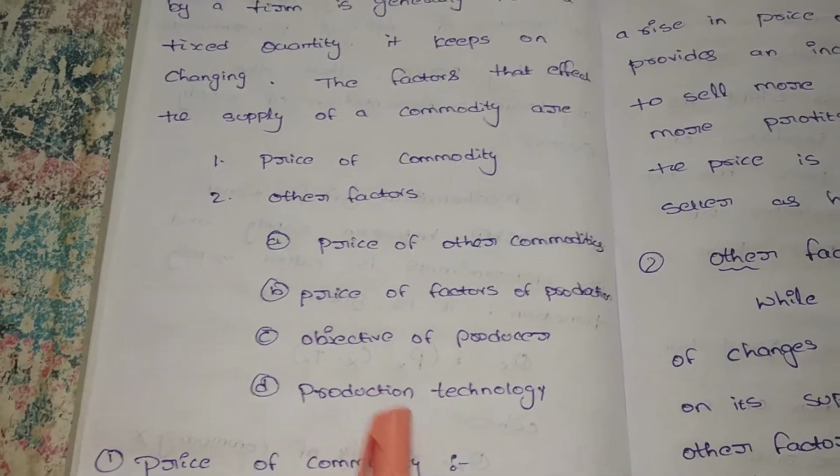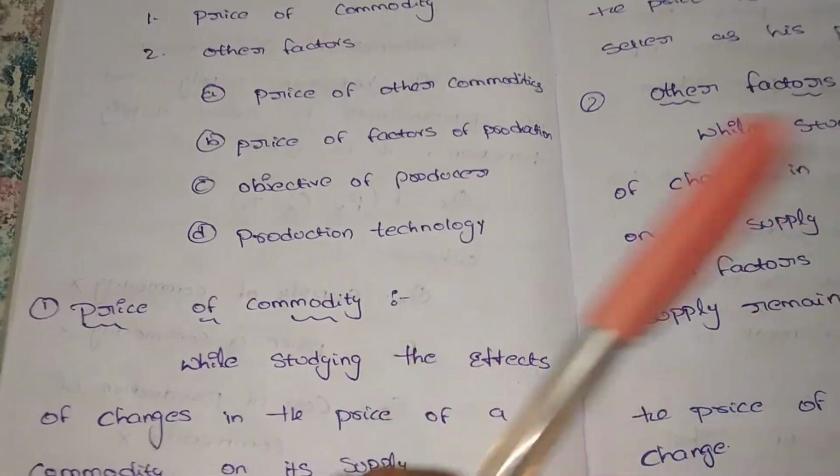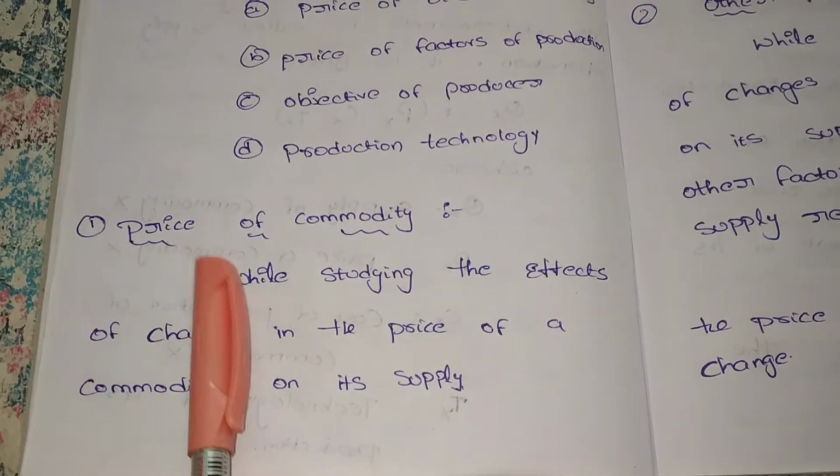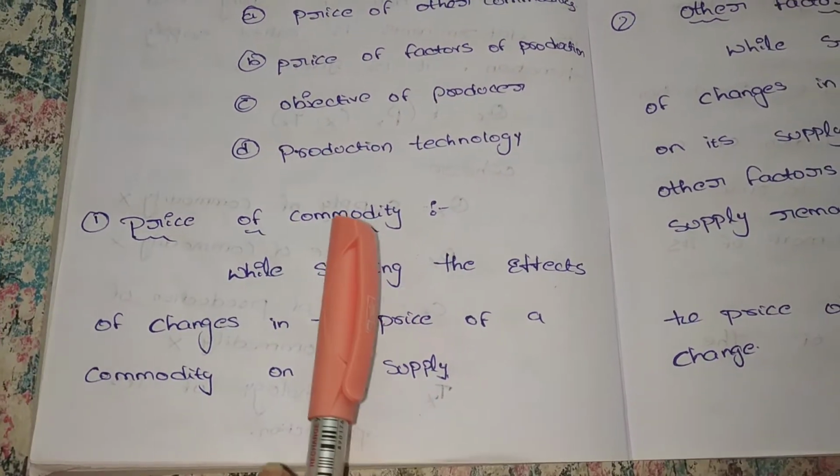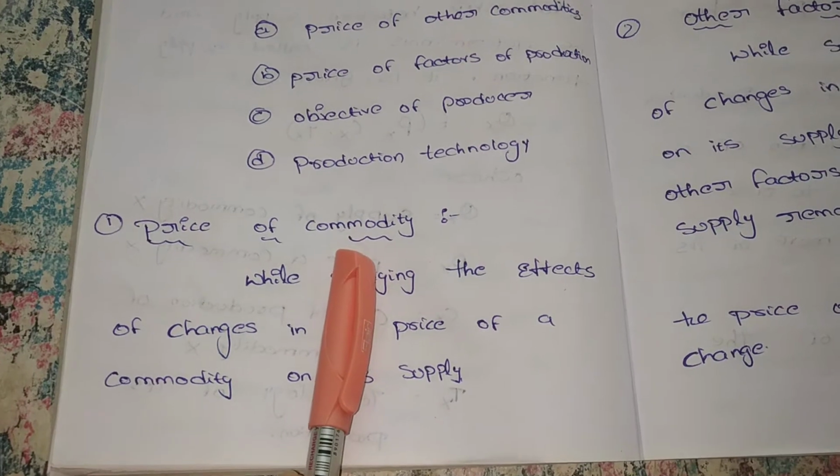And production technology, each and everything we can discuss briefly. Let's see here. First, what is the price of a commodity? For changes in the price of a commodity, how does supply change?